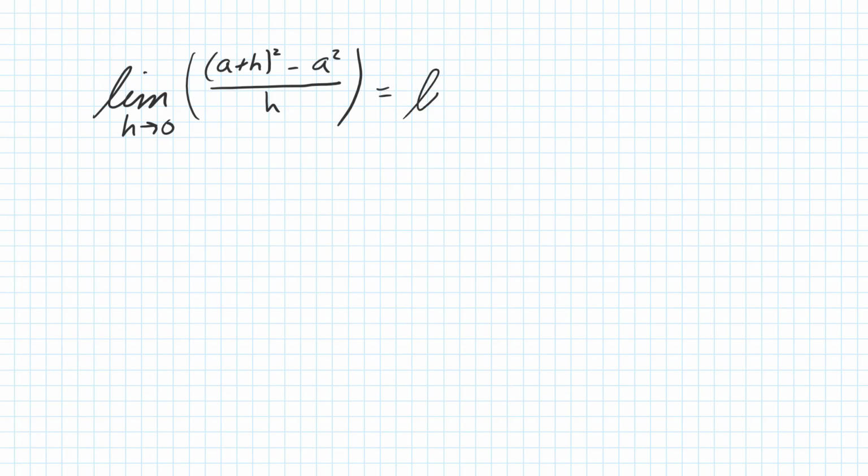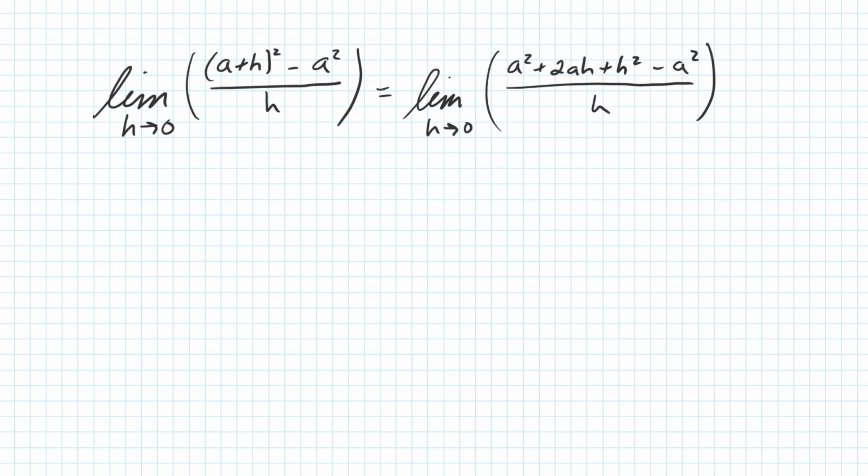All right, so this equals the limit. Now remember, algebra doesn't affect the limit, so what I'm going to do here is square this binomial. In that case, I get a squared plus 2ah plus h squared. And then here we have minus a squared still, all over h. All right, now in the numerator here, the a squared terms add to 0. And that leaves us with the limit as h goes to 0 of 2ah plus h squared all over h.